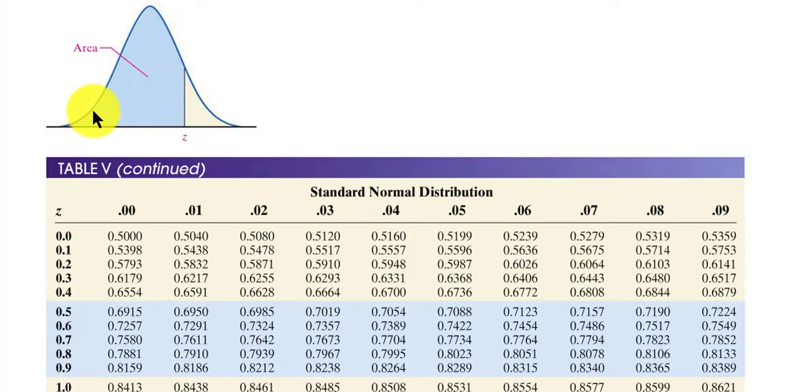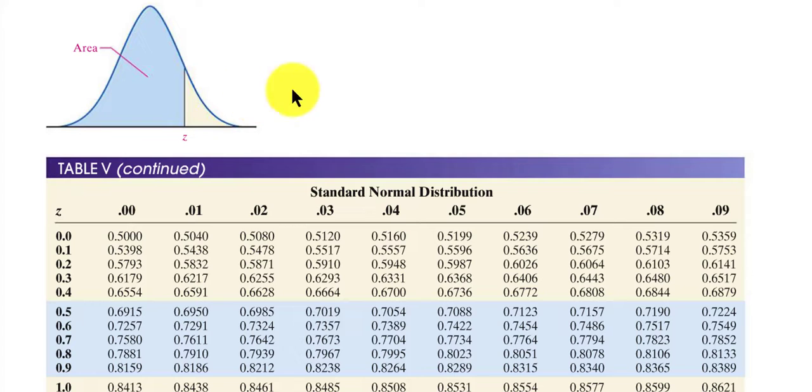But we actually want the area between 2 points. So we would really have to subtract, right? If I took the 0.9887, all of this, and I subtract the area to the left of the negative point, negative 2.28, I'd be left with the area in the middle.